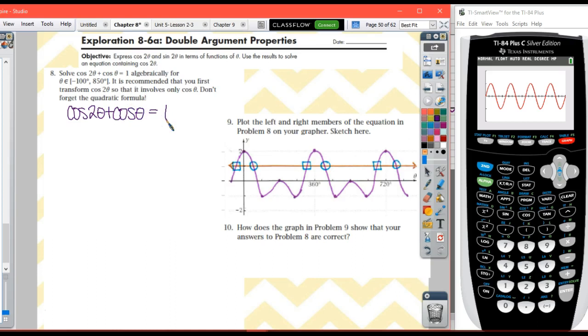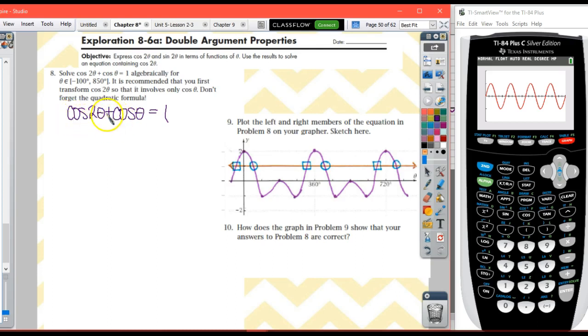And as always, we've looked at a graph of the left side, and so you can see that that's this purple graph right here, and I'm looking for where that is going to equal positive 1. We are looking for answers between negative 100 and 850, and so I can see that I'm going to have 1, 2, 3, 4, 5, 6 answers. Since these angles are different in this cosine equation, we're not going to be able to combine these cosines, since they are not like terms.